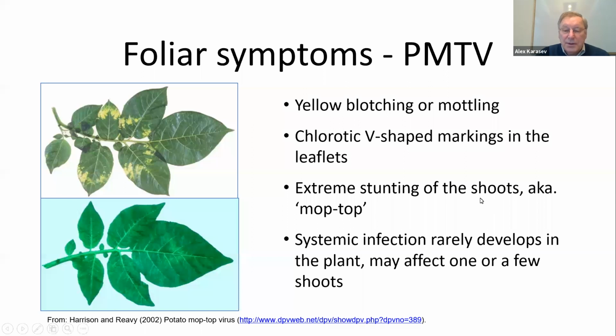You may see that sometimes this virus can induce stunting of the shoots, which leads to the name MopTop. But it's important to remember that it's very rare that systemic infection develops during the disease. What it means is that the stunting may affect just one or a few shoots, and sometimes you have no foliar symptoms whatsoever, although tubers may be infected and display the disease.